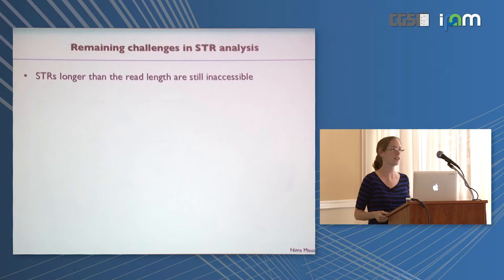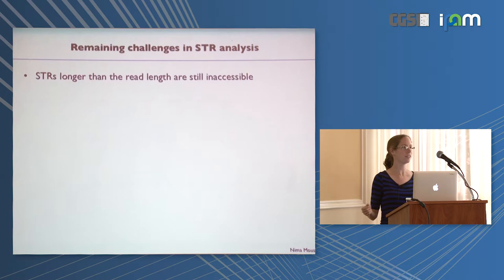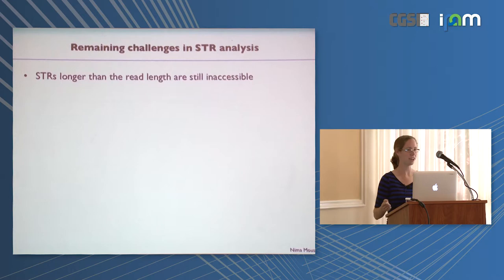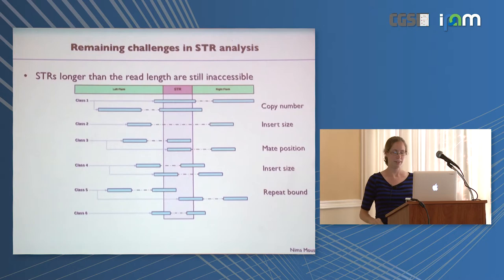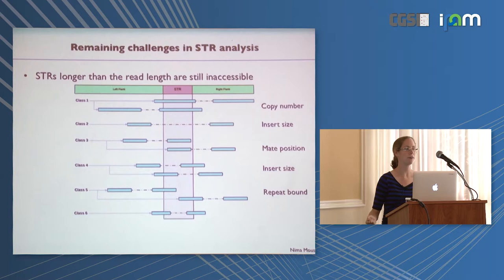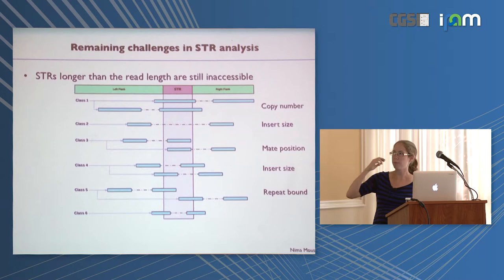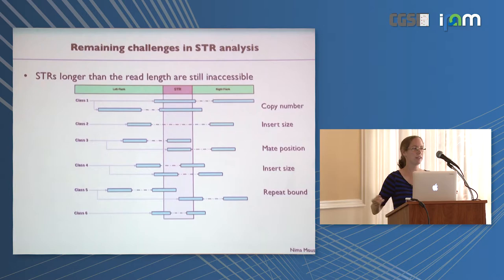That can be really dangerous when we're trying to do things like association studies, when you get random dropout of longer alleles. So we've focused so far on things that are spannable by a single read, but there's actually information in other types of reads that Lobster and Hipster are ignoring. We thought of a bunch of different classes of paired-end reads that give information about the underlying repeat copy. Hipster and Lobster focus on this first class of read, class one, where the informative thing is the copy number. We've completely spanned the repeat and we can count it.